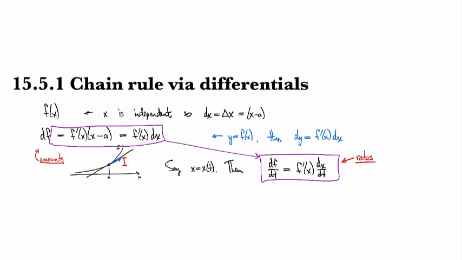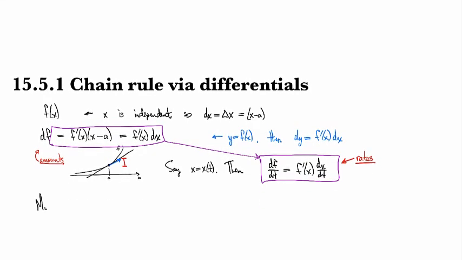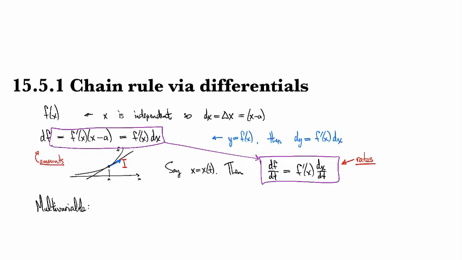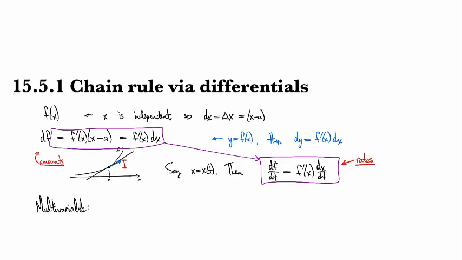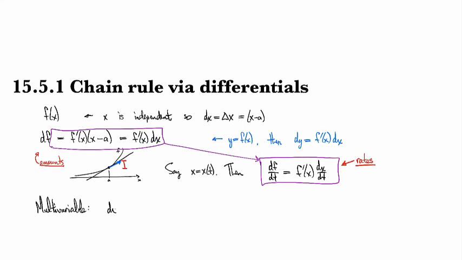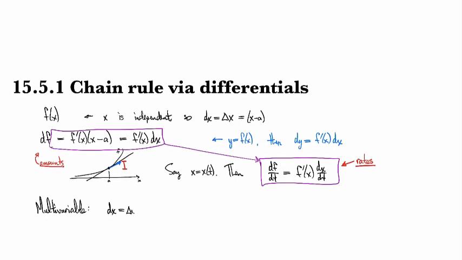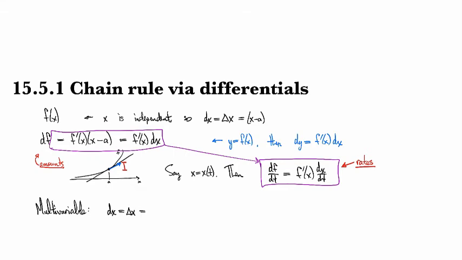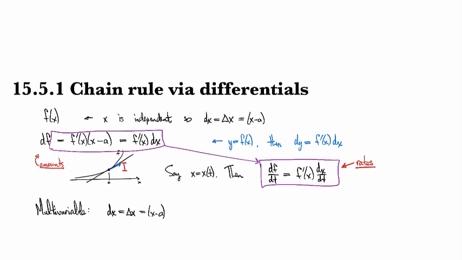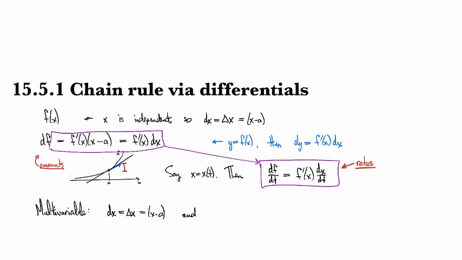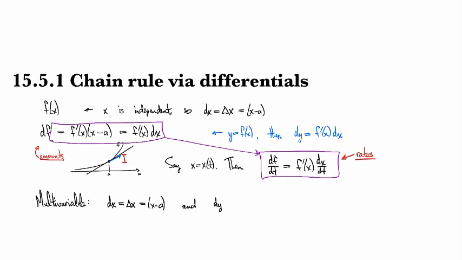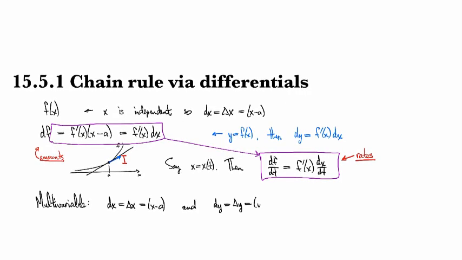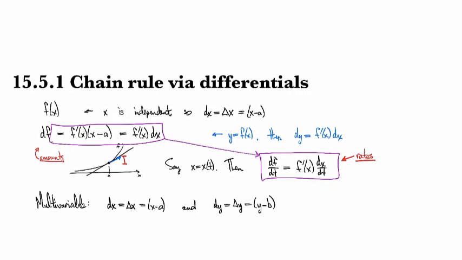Okay, so now for the multivariable case, basically the same thing happens. The only real difference is now in this case we have dx is equal to delta x, and dy is equal to delta y, because now these are both our input variables. So in other words, they're independent.